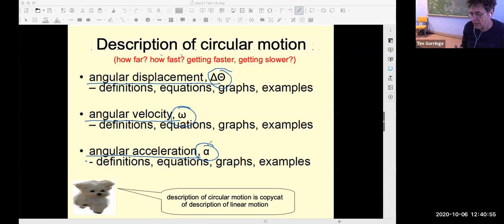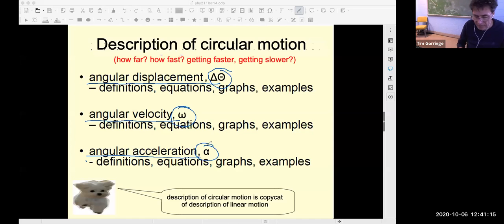And in each case, I want to walk ourselves through the definitions, and through the equations that describe these quantities. We're going to look at how we graph these quantities. And we're going to look at some examples, illustrations of using these quantities.